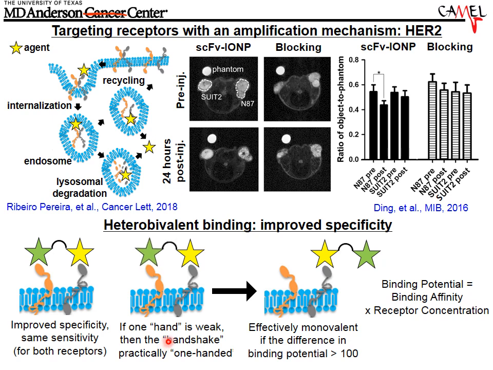However, if one of these hands is weak, so much that the binding potential between the yellow and green hands differs by greater than 100, then really this green hand doesn't matter, and you have a monovalent system. So the binding potential is the binding affinity times the receptor concentration. Not only is it the affinity for one of these binding moieties to the receptor, but it's how many receptors are available too. So if you have poor expression of one of the two receptors, you're back to just a monomeric system, and so you lose the improvement from heterobivalency.